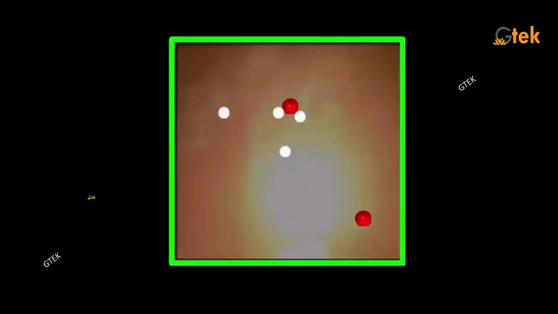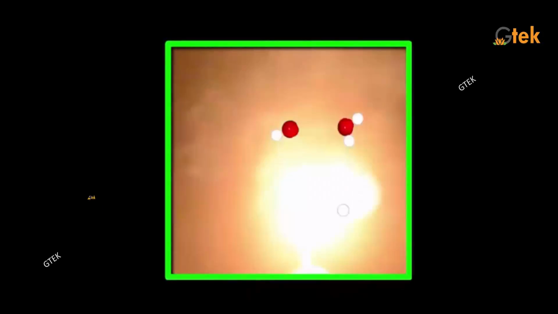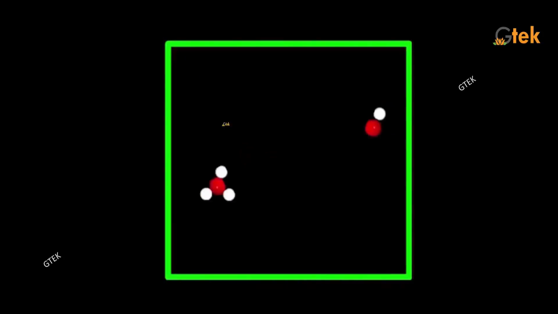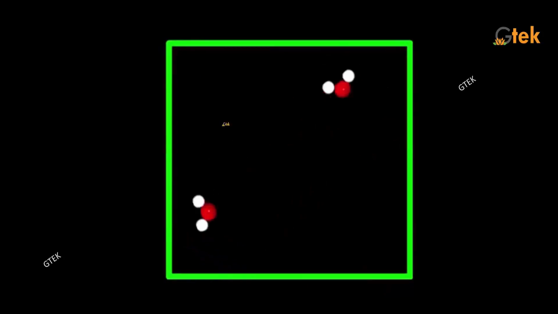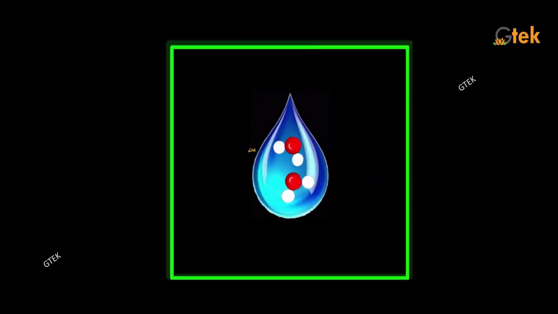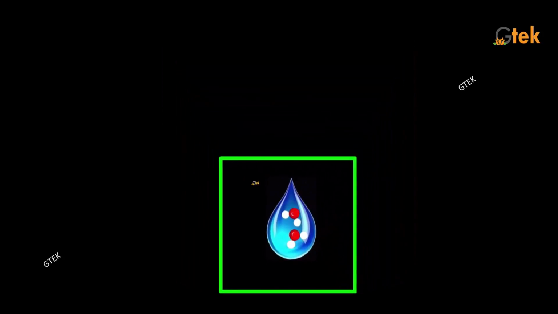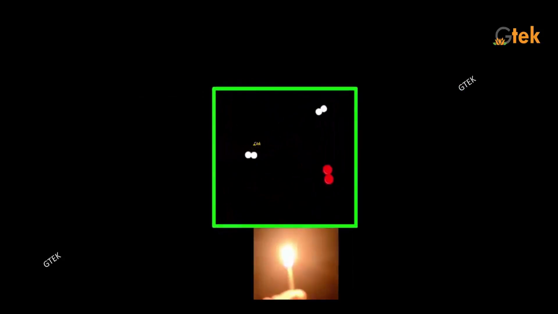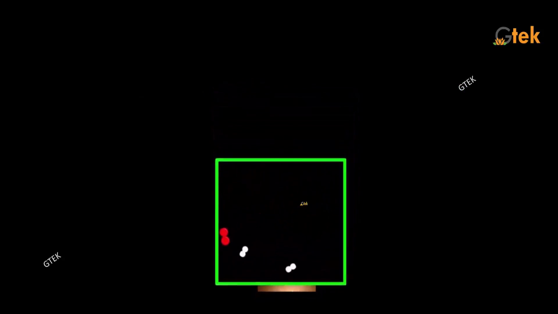I am trying to show you a 3D view of how hydrogen and oxygen mix to give the water molecule. Once hydrogen and oxygen are there and the temperature is increased, automatically the atoms will become segregated, and afterwards at normal temperature it will become a water molecule. Let's see how it works. You are able to see the normal hydrogen and oxygen molecules here.